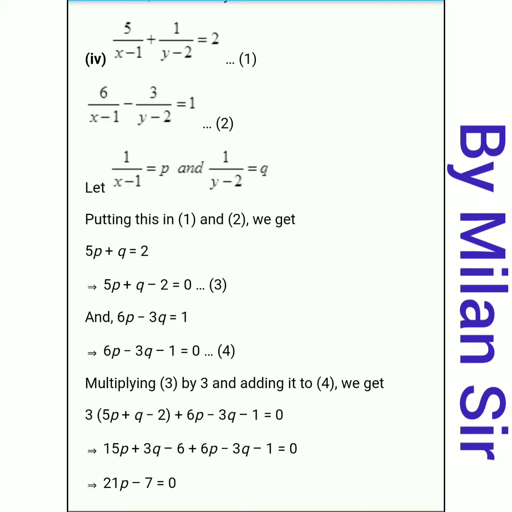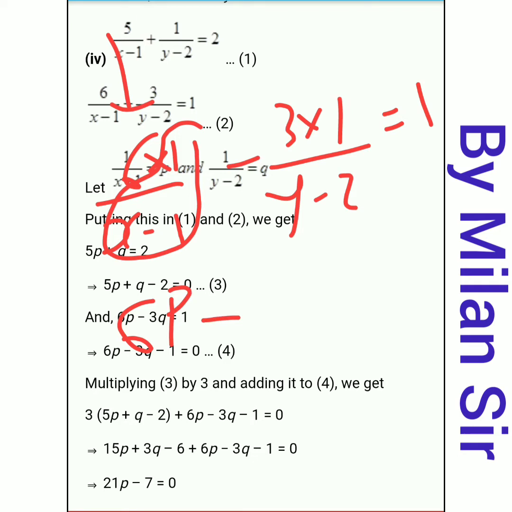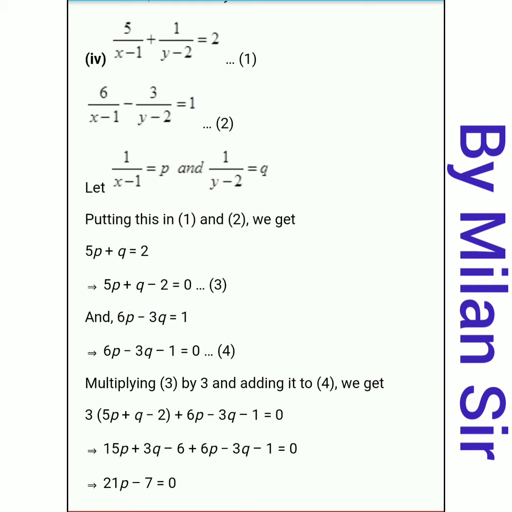Then the second equation, 6 upon x minus 1 minus 3 upon y minus 2 is equal to 1. So here we need to write multiply 1, right? First of all, this 6 as it is, 1 upon x minus 1 is p, minus 3 as it is, 1 upon y minus 2 is q, equal to 1. So 6p minus 3q is equal to 1. This is our equation number 4.